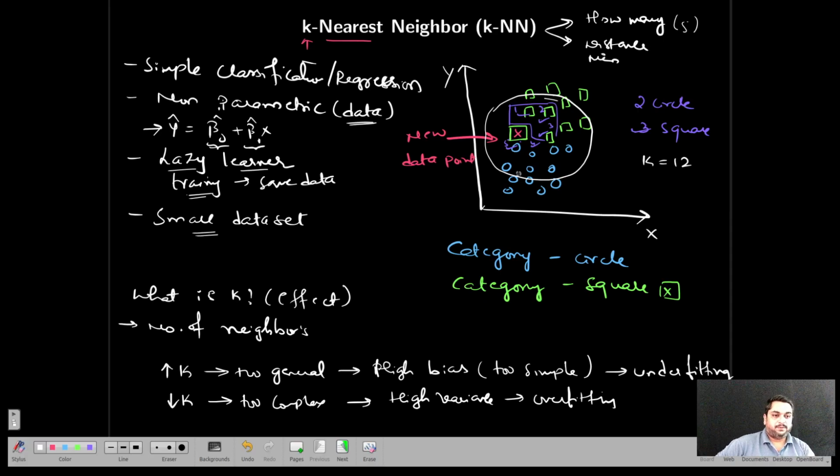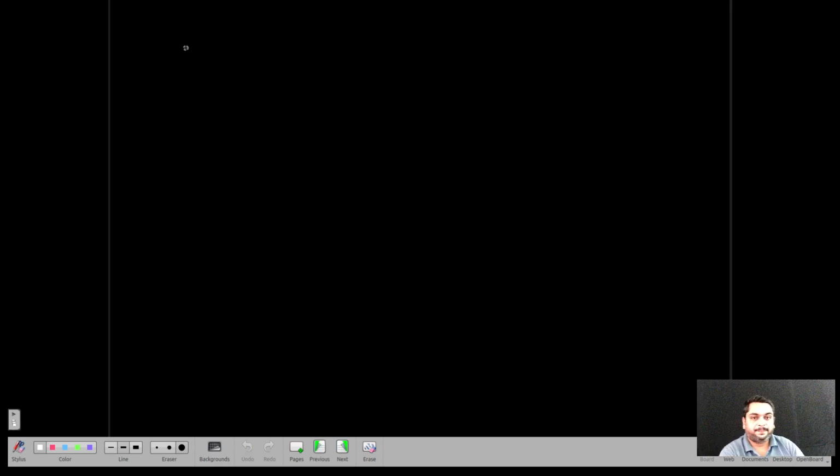For example, if I take k equal to 2, or say 3, this circle becomes very small, only 3 I have to capture. Then I may capture more noise also, unwanted data. So that leads to overfitting. So again, how will you choose k? Again, you have to go for the bias-variance trade-off.